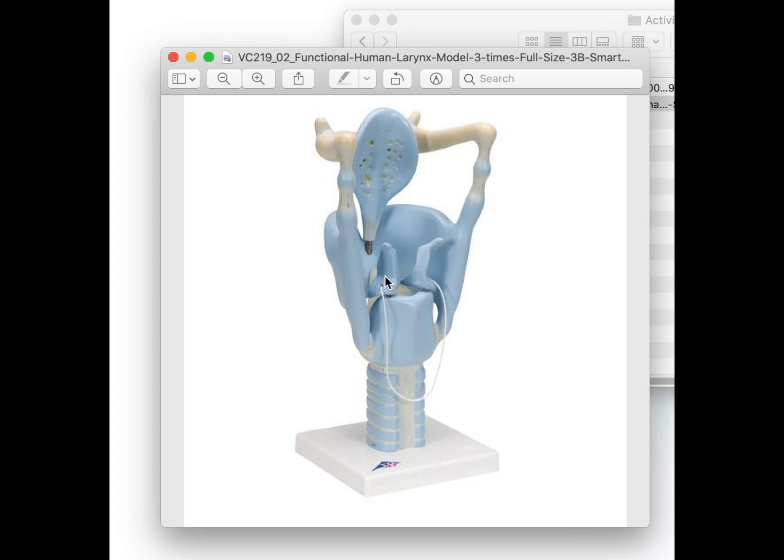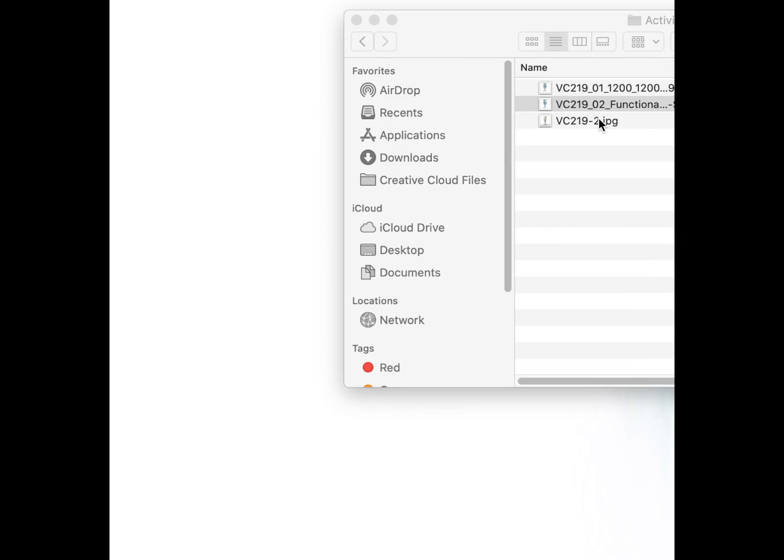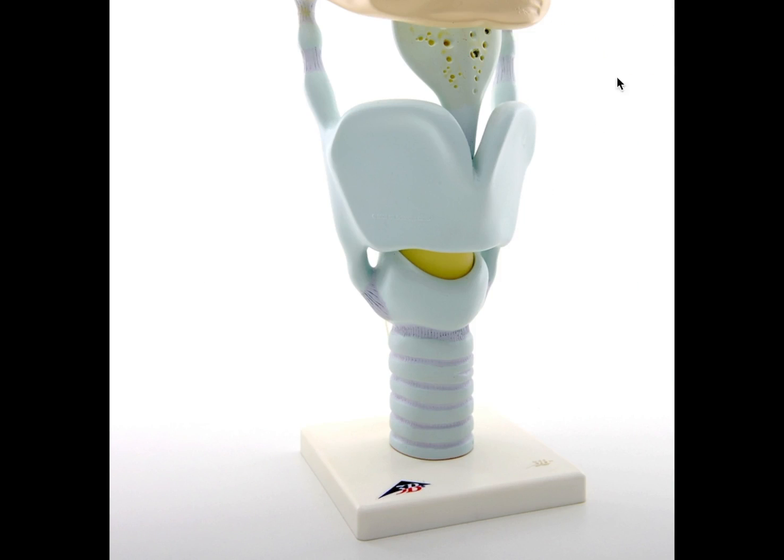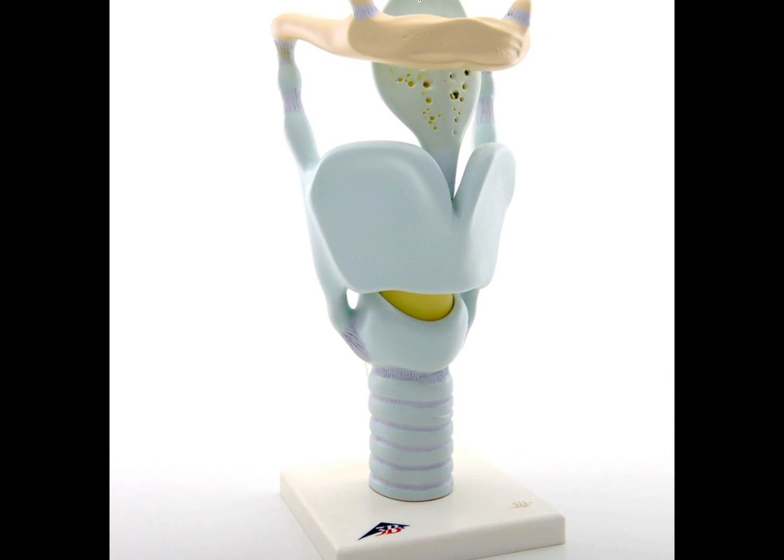And this one looks like a big A. So arytenoid are the bigger ones. And then corniculate are the little ones right on top here. So from the front, this is the hyoid bone. This is the epiglottis, the thyroid cartilage. The laryngeal prominence would be right here. Again, the cricoid cartilage and the tracheal cartilages.